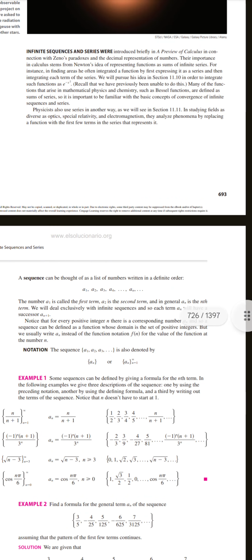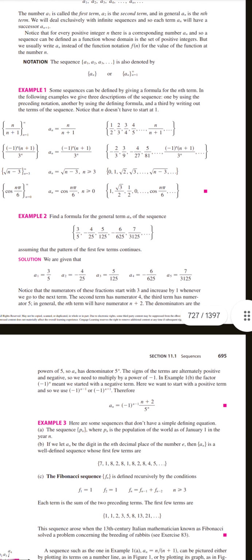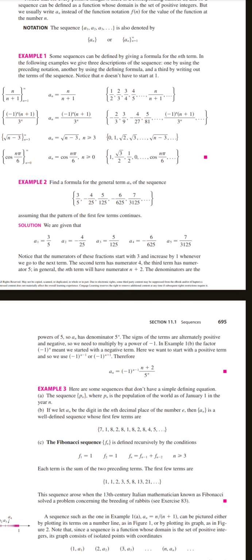Infinite sequences and series. I'm just going straight to the example. Example one: some sequences can be defined by giving a formula for the nth term.